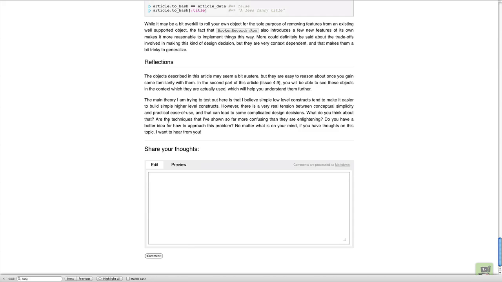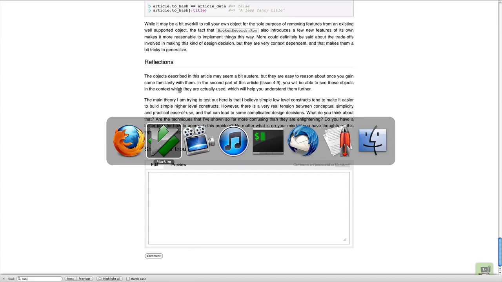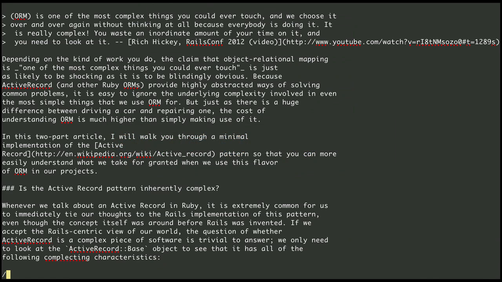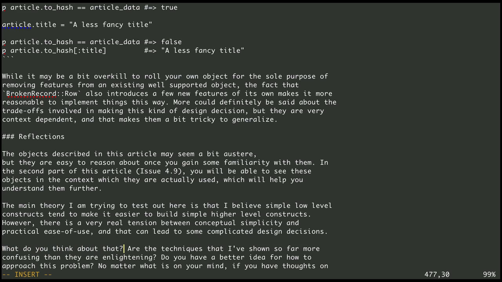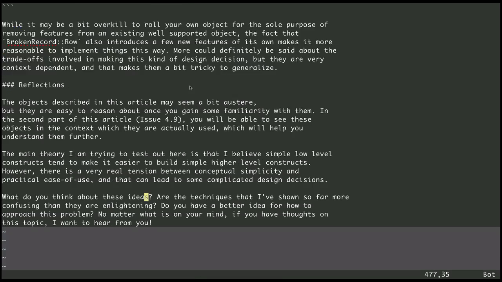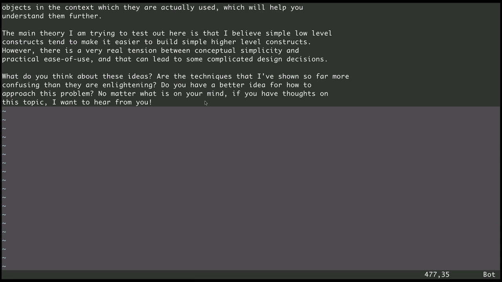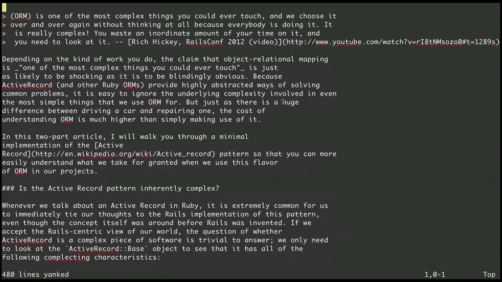What do you think about that? What do you think about these ideas? Are the techniques that I've shown far more confusing than they are enlightening? Do you have a better idea for how to approach this problem? No matter what is on your mind, if you have thoughts on this topic, I want to hear from you.